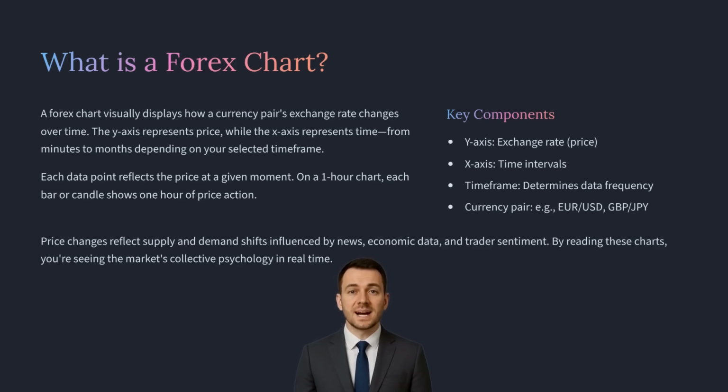Traders often begin by identifying the currency pair, such as EUR/USD or GBP/JPY, and then examine the price and time axes to understand where the market is and how it got there. It's important to note that a Forex chart aggregates all the buying and selling activity for that pair. Price changes reflect shifts in supply and demand, influenced by news, economic data, and trader sentiment. By reading these charts, you're essentially seeing the collective psychology of the market plotted in real time.